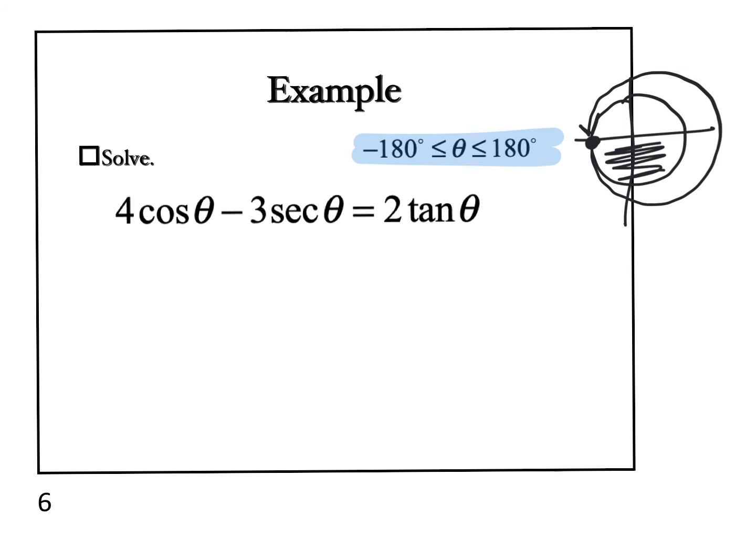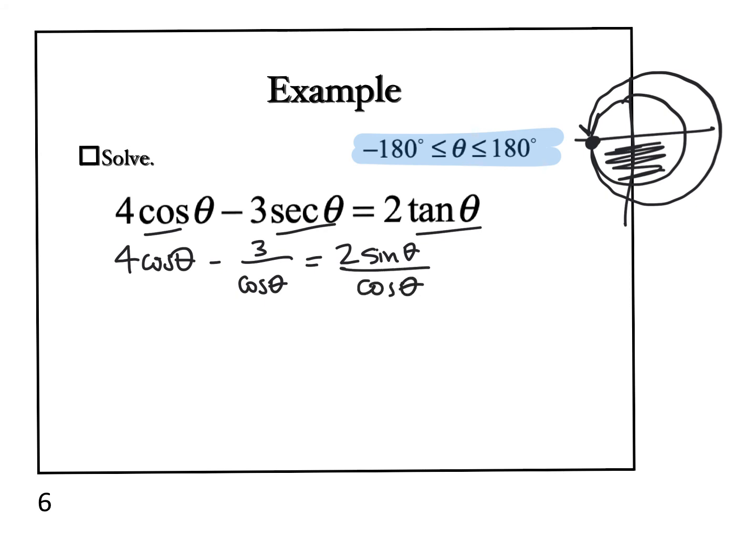Okay, second thing to notice. I've got 3 different trig functions going on here. I've got cosine, I've got secant, I've got tangent. That's a lot to take in. So let me see if I can rewrite this in a different way. So I know that secant is the reciprocal of cosine. And I know that tangent is actually sine over cosine.